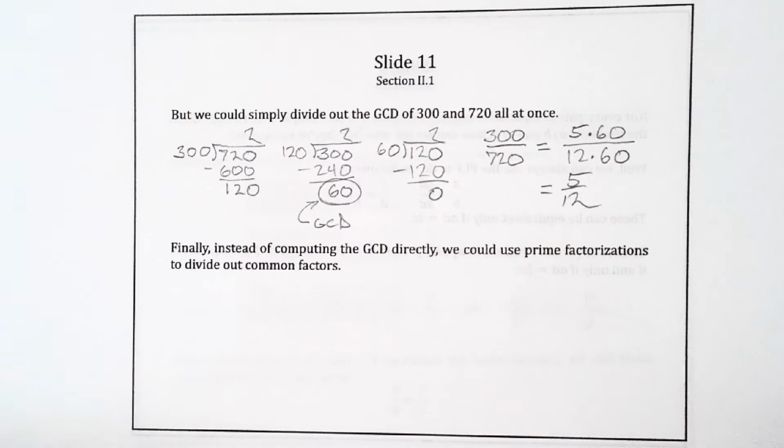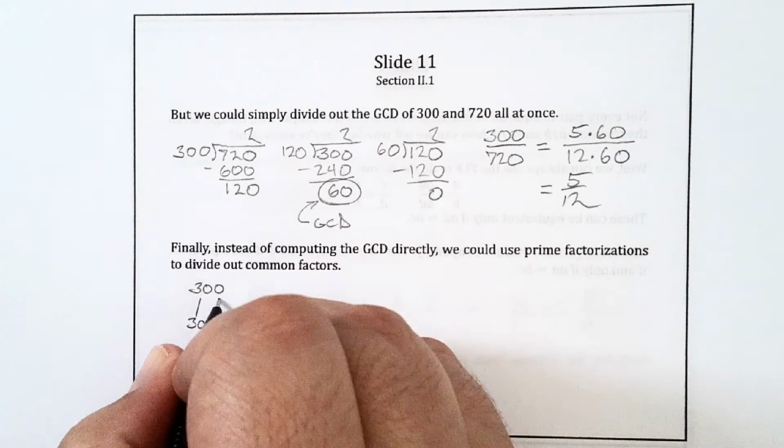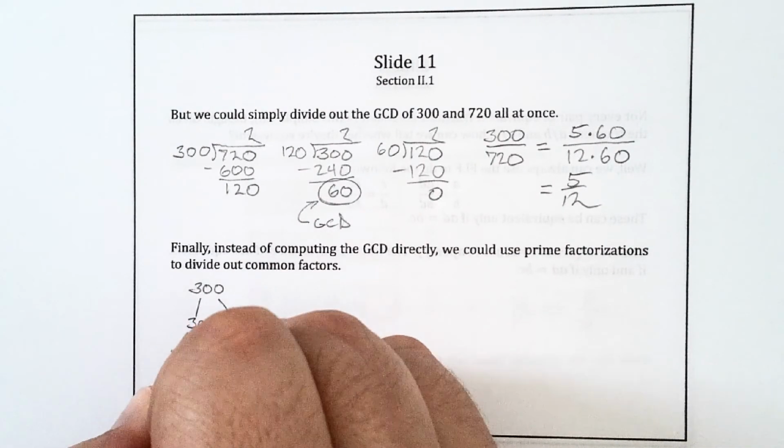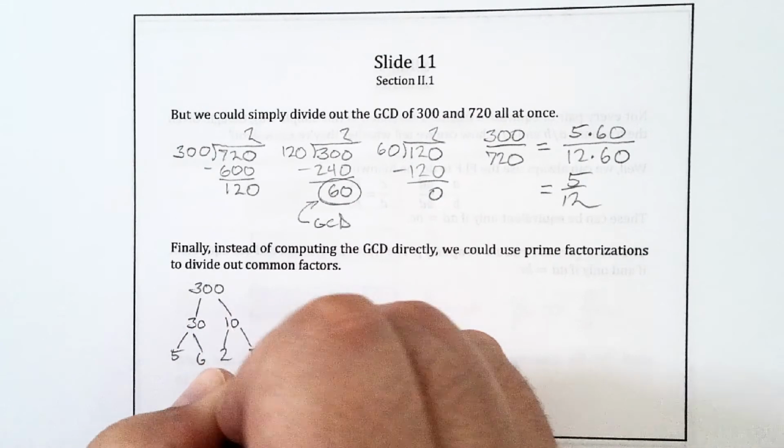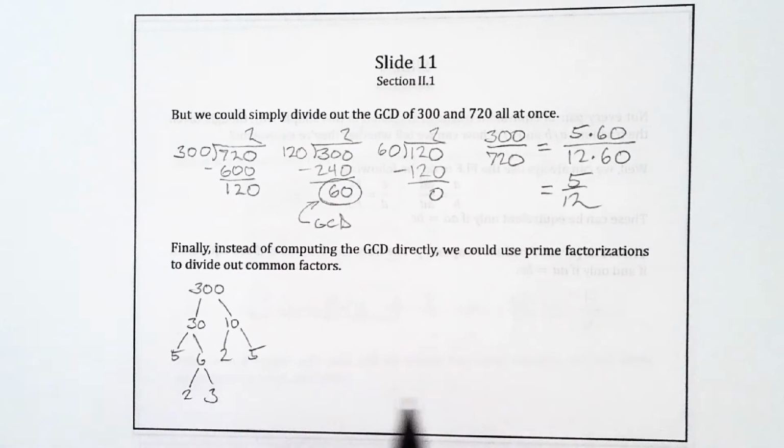Okay, now the third method is to use prime factorizations. So instead of figuring out the GCD on its own, we could just use the prime factors. Remember, we used primes to figure out the GCD last semester. But we could use that same idea directly here and just divide out the common primes. So let's begin with a couple factor trees. 300 is 30 times 10. 30 is 5 times 6. 10 is 2 times 5. 6 is 2 times 3. So 2, 3, and 5 are all prime.